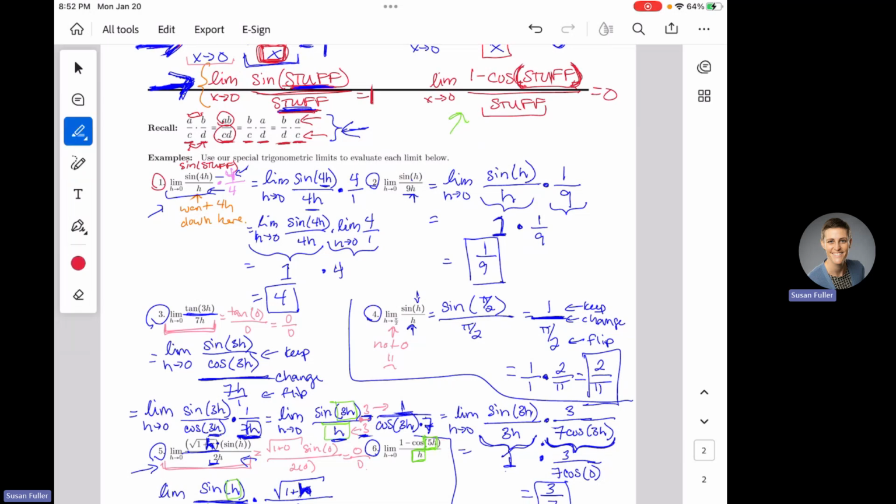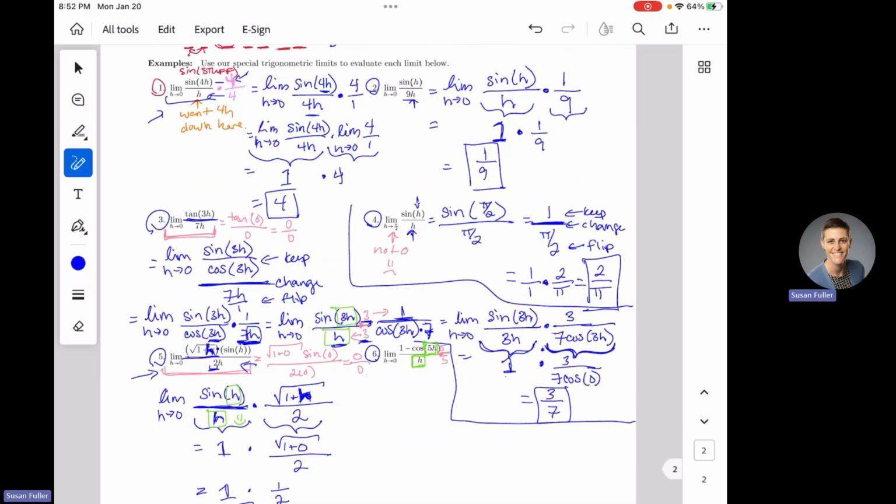So I'm going to multiply by 5 over 5, and now is where I rearrange. Again, I'm going to make a gift fraction and then an everything else fraction right next to it. So I'm going to have the limit as h goes to 0. I'm going to have 1 minus the cosine of 5h.